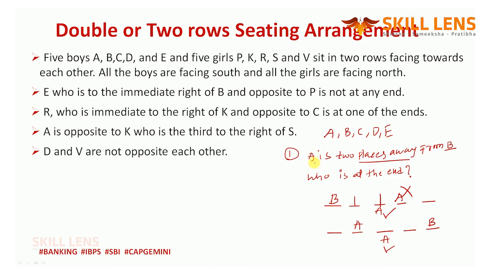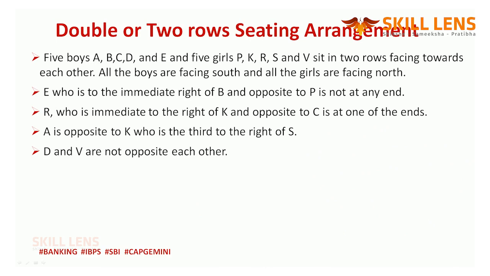So always remember, A is 2 places away from B. If there are n places away, the gap is always n minus 1. For 2 places away, the gap is 2 minus 1, which means only one gap. So this is the position of B and A. n places away, the gap is n minus 1. Hope everybody understood this. Let's try to solve this particular question.